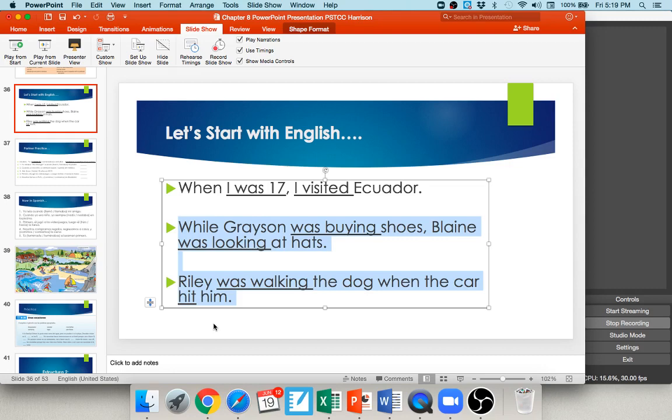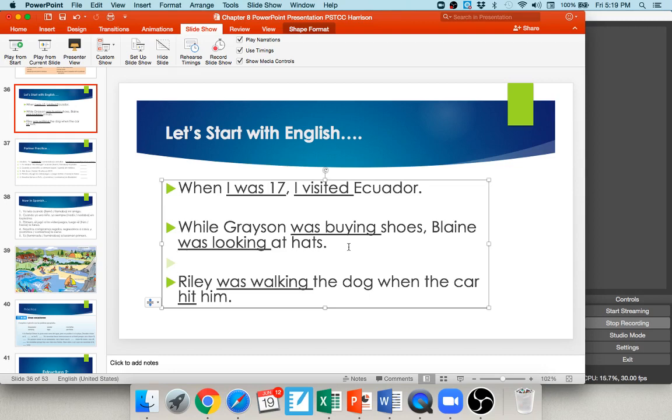All right, now that you've had a second to try, while Grayson was buying shoes, Blaine was looking at hats. Well, Grayson was buying shoes. That's an ongoing action. Blaine was looking at hats. These are both imperfect. So notice while, which in Spanish would be mientras, is that connecting word, oftentimes connecting two ongoing actions at the same time. So both of these are imperfect. While Grayson was looking at shoes, Blaine was looking at hats.